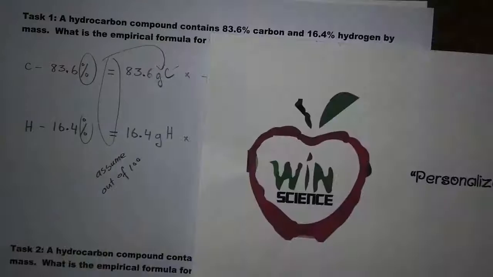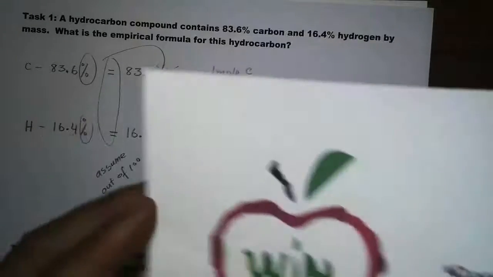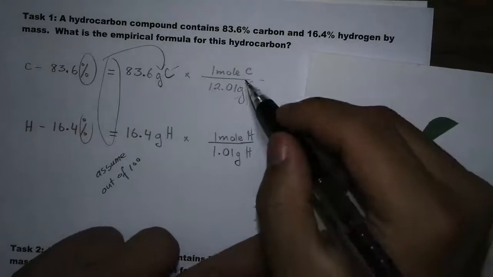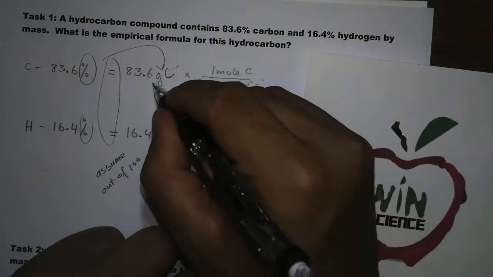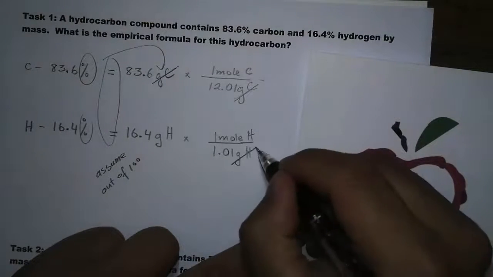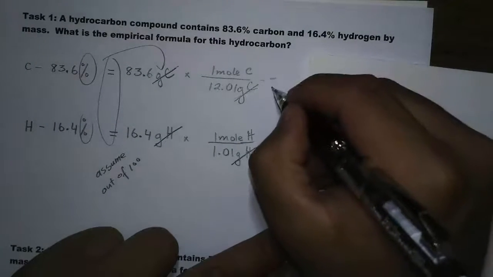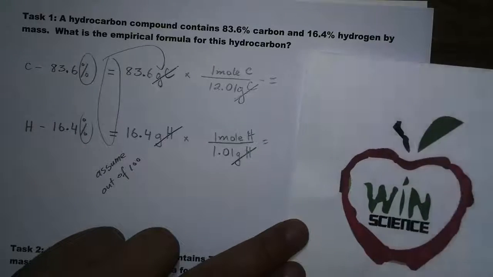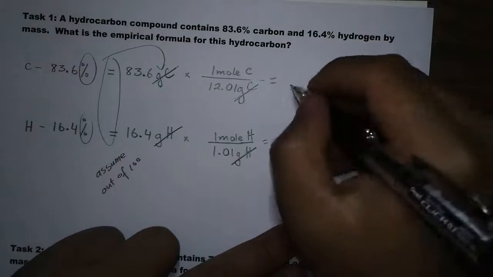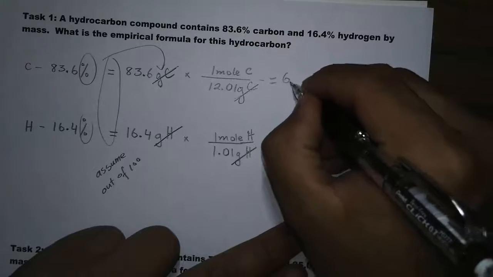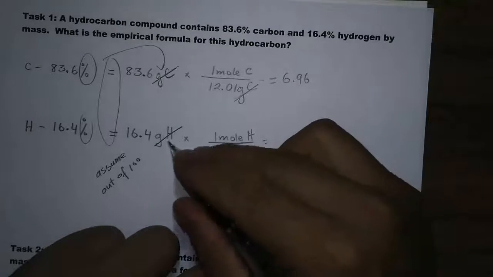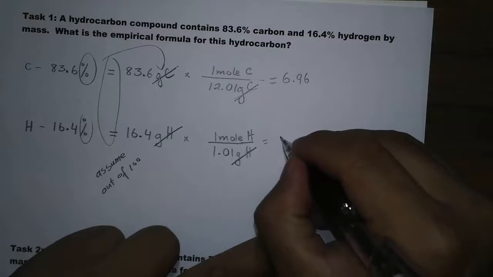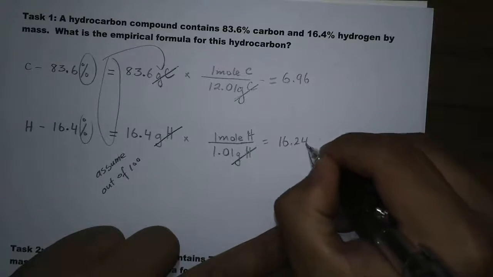Okay, convert to moles. And that's pretty easy. We just find the molar mass conversion factor. So here I have the molar mass for carbon, and I have the molar mass for hydrogen. Notice how the gram is on the bottom to cancel out. Same thing for hydrogen, we cancel that out, and that will give us our number of moles. Let's do the number of moles for carbon first. I plug in the calculator, I have 6.96 moles of carbon, and then for the hydrogen, I plug into the calculator, and I have 16.24 moles.